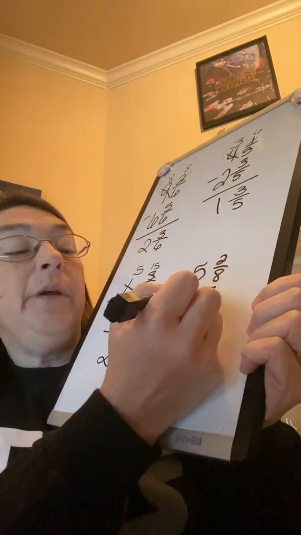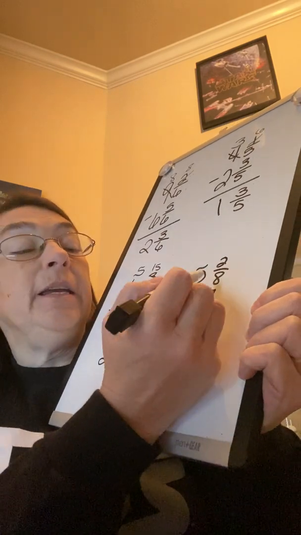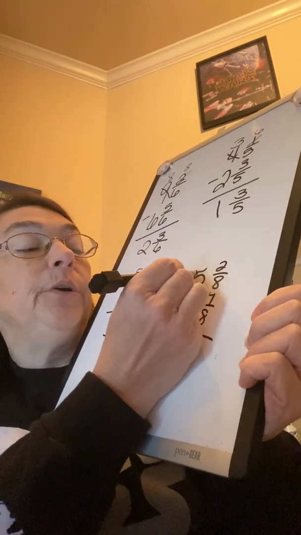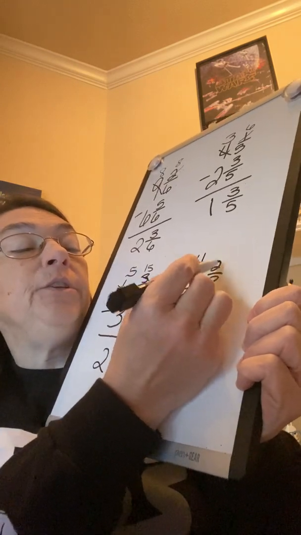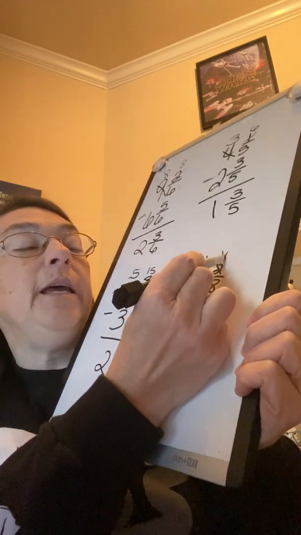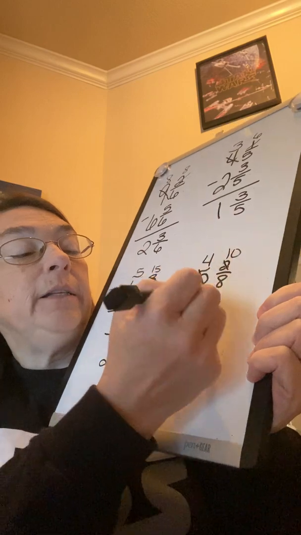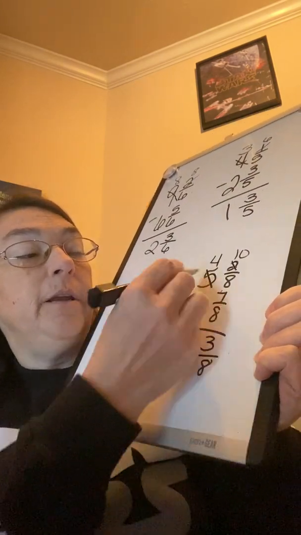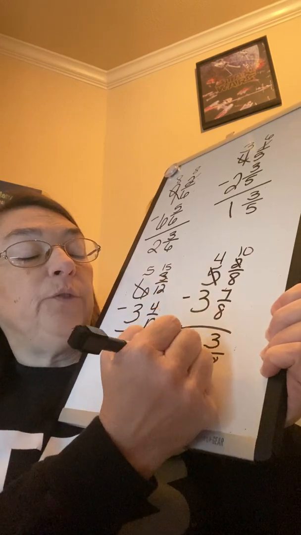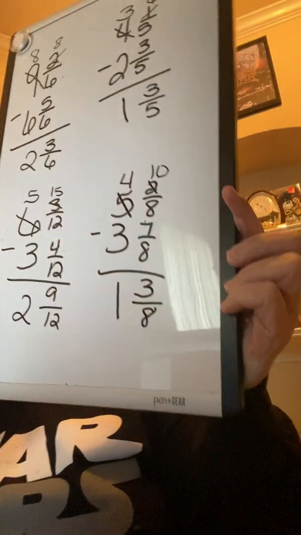I've got a 2 and a 7. Again, I cannot subtract that 7 from the 2. So my 5 becomes a 4. I add the 8 to the 2. That becomes a 10. Now I can subtract. 10 minus 7 is 3 over 8. And 4 minus 3 is 1. So I get 1 and 3/8.